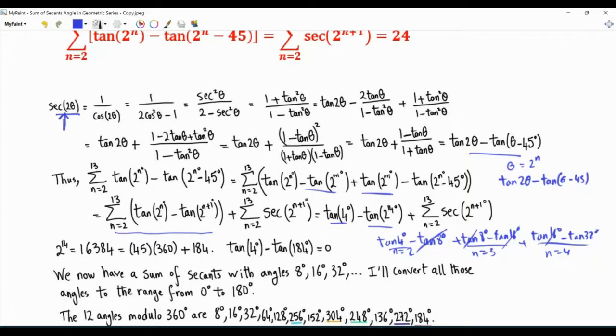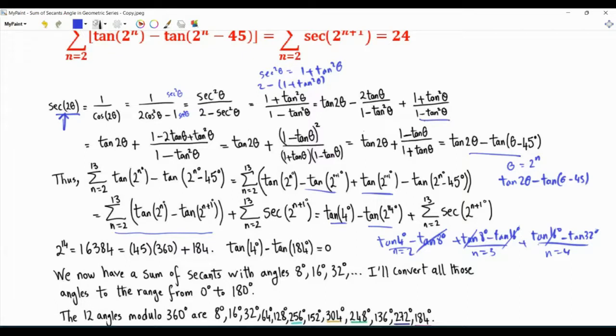Let's start from here. Sec 2 theta is 1 over cosine 2 theta. We have cosine of a double angle, so this is 1 over 2 cosine squared theta minus 1. Multiply numerator and denominator by sec squared theta. The numerator becomes sec squared theta, and the denominator becomes 2 minus sec squared theta. Now we know that sec squared theta is equal to 1 plus tan squared theta. So in the numerator we have 1 plus tan squared theta. In the denominator, we have 2 minus 1 plus tan squared theta, so now the denominator is 1 minus tan squared theta.